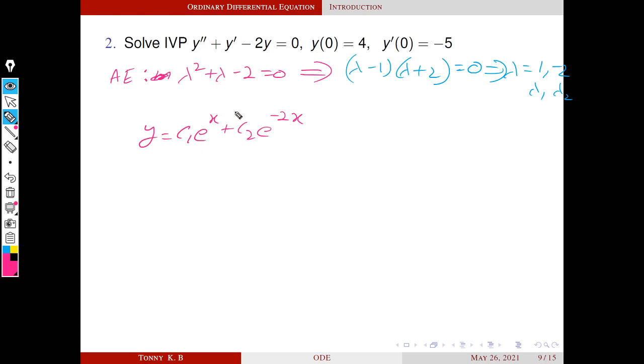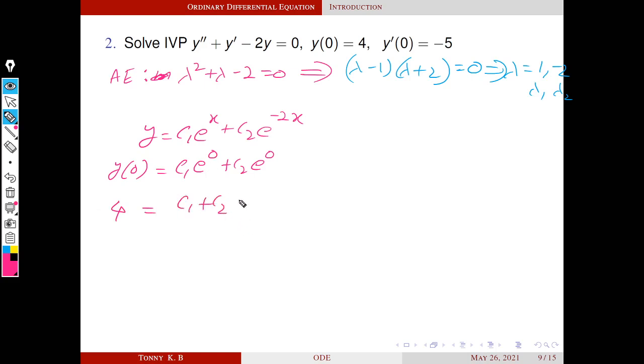First we substitute x equal to 0 in this expression to apply this condition. When x equal to 0, the LHS is y of 0. And what about the RHS? The RHS is c1 into e raised to 0 plus c2 into e raised to 0. Given that y of 0 equal to 4, this becomes 4 equal to c1 plus c2, since e raised to 0 is 1.